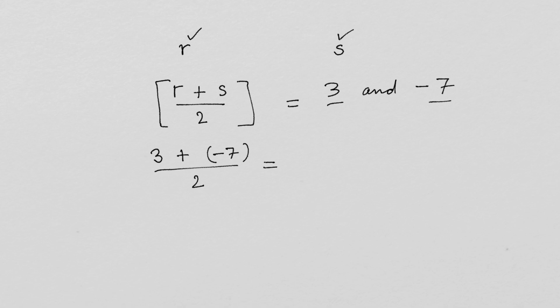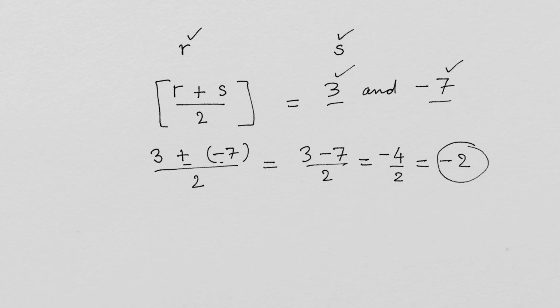Now, as you know, if plus and minus are separated by the bracket sign, we take the negative sign. So it will be 3 minus 7 by 2, which is -4 by 2, or simply -2. So -2 is one number which comes in between 3 and -7. Now we have found one number between 3 and -7, but there are infinitely many rational numbers between any two given numbers.